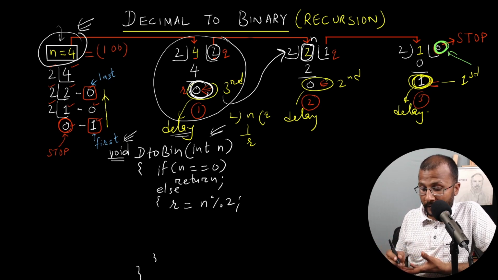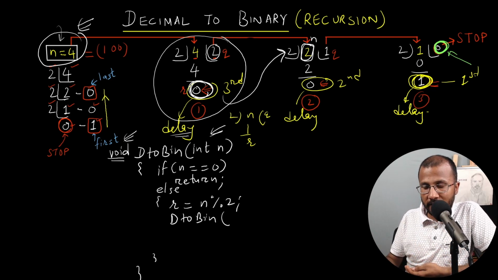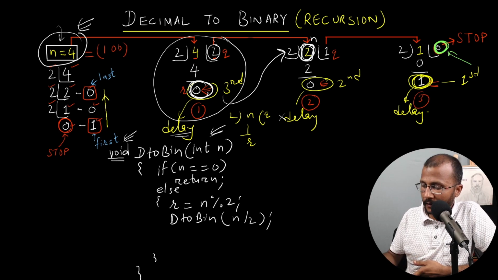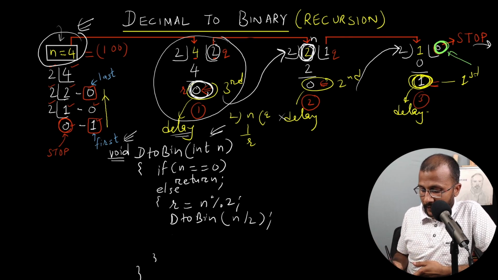So now I can call the same function decimal to binary for the next division, wherein my new value of n is the previous quotient, which is nothing but n by 2. n by 2 is my quotient. So n by 2 will give me 2. So 2 becomes my new n. So this process will keep on continuing. I'll delay displaying the remainder, and I'll continue this process. This keeps on continuing until I reach the base condition, right?